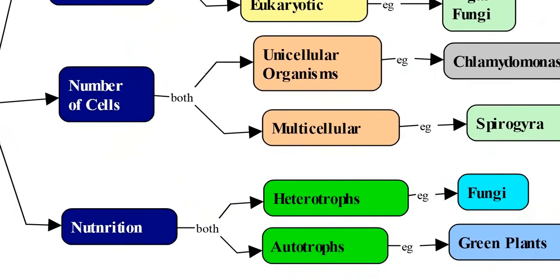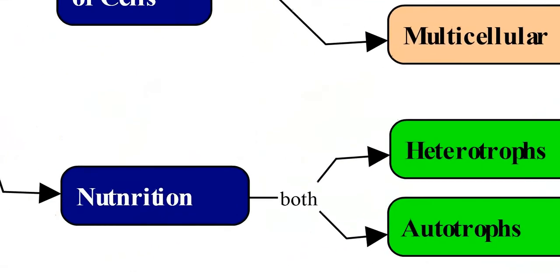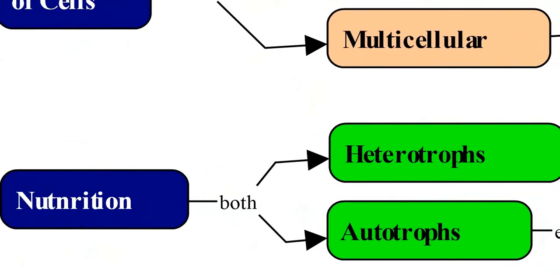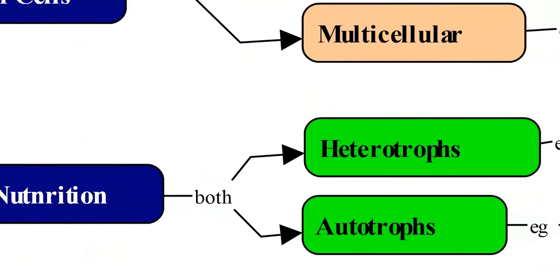Then coming to nutrition, while classifying the organisms, Linnaeus did not consider the mode of nutrition. So in the same group, some of the organisms are heterotrophic in nature and some of the organisms are autotrophic in nature.